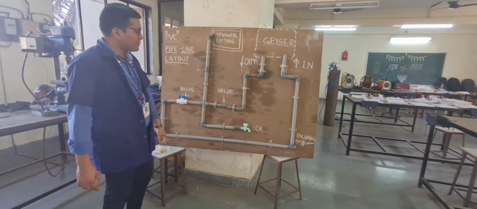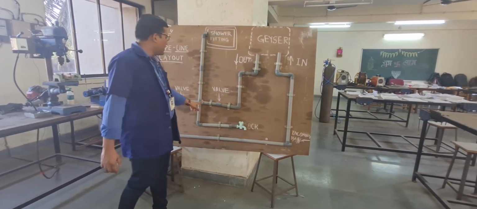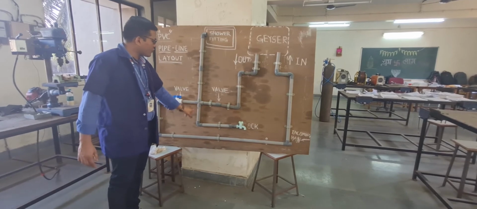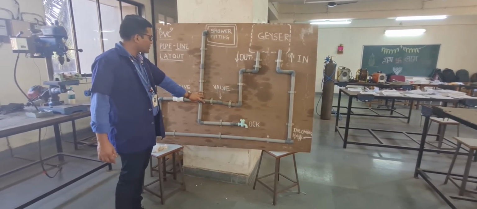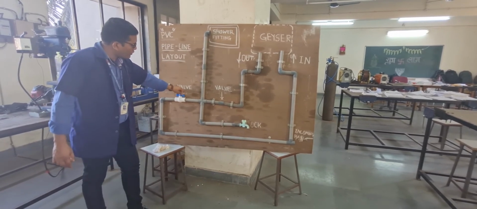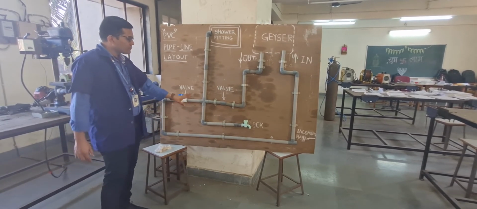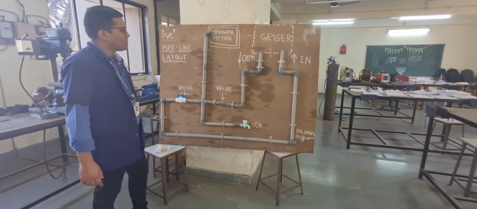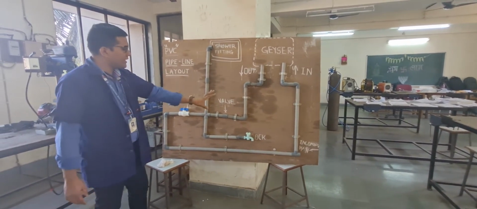After that we require one cock. This is a tap. Then this is the cross, a connection of 4 pipes: 1, 2, 3, 4. And this is a valve. The valve is for controlling the flow of the fluid or water. So these are pipe fittings. According to the drawing we connect all the things.